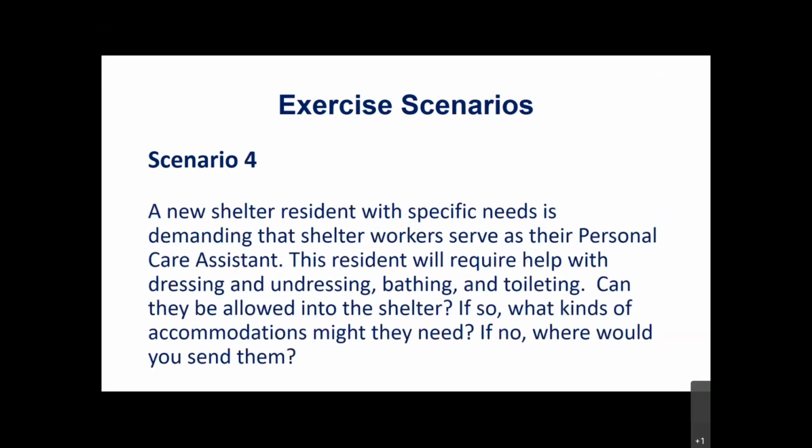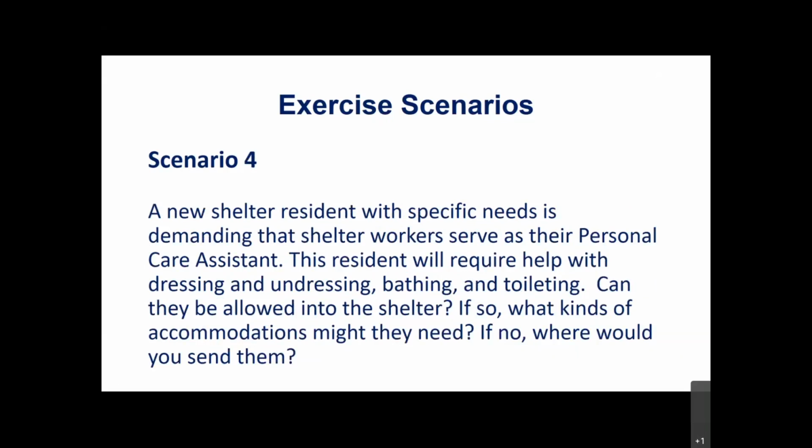Scenario 4. A new shelter resident with specific needs is demanding that shelter workers serve as their personal care assistant. This resident will require help with dressing and undressing, bathing, and toileting. Can they be allowed into the shelter? If so, what kinds of accommodations might they need? If no, where would you send them?